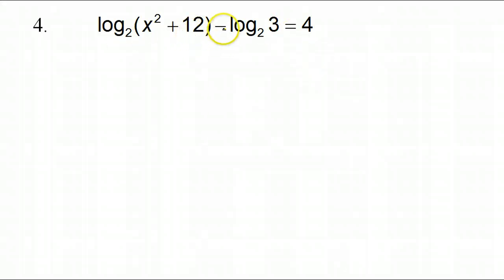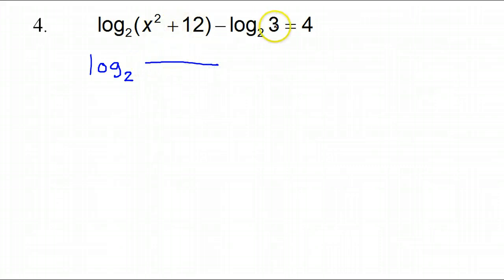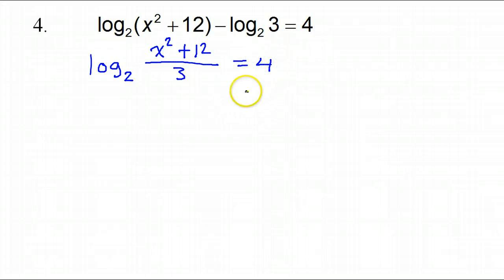Okay, we have subtraction, and we want to condense these. Subtraction condenses down to division. So when I make one log out of this, I'm going to take this and divide by this. So I will have x squared plus 12 over 3. Alright, and I've still got this 4 over here. Okay, now I have to solve this.